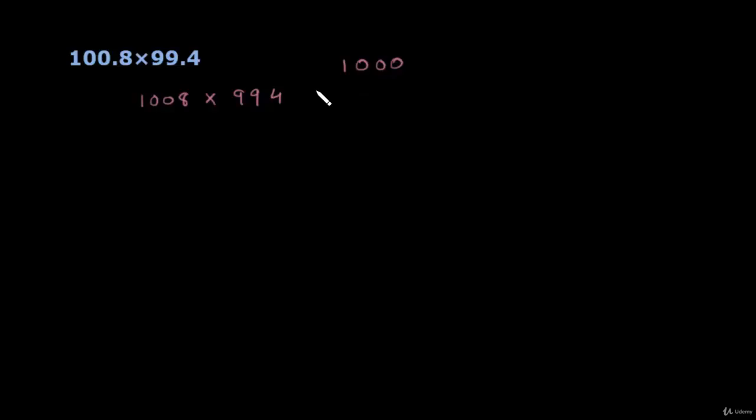So the base is 1000. Now this number is 8 more than 1000, and this number is 6 less than 1000. For the first part of the number, we can either add 8 to 994, or we can subtract 6 from this number. It's better to subtract 6 from this number, that will be easier. For the second part, first of all we have to decide the number of places. Because there are 3 zeros, we have 3 places for the remainder part. And 8 times negative 6 gives us negative 48. So we can write this as negative 048. It has to be a 3-digit number.